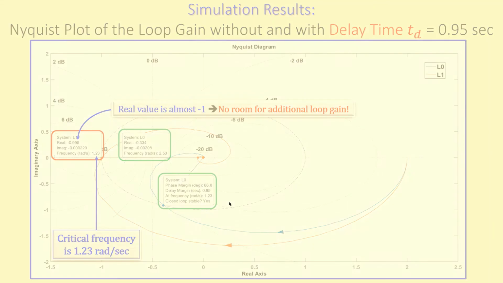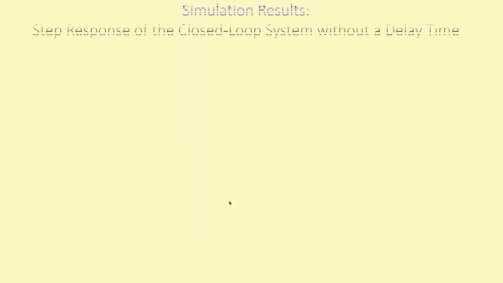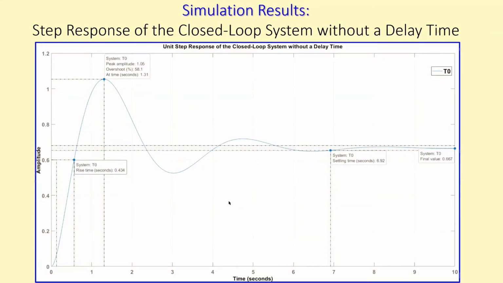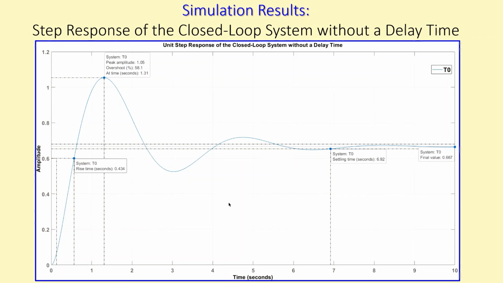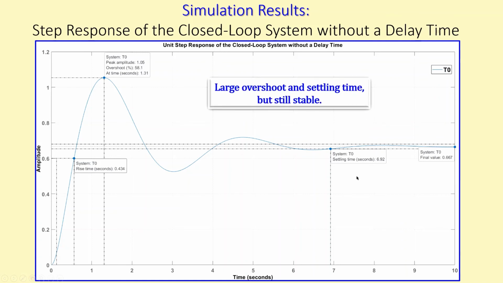Okay, so if I now look at the step response of the closed-loop system without the time delay, what you see is that it is a stable system. We have a huge overshoot, and the settling time is also quite large, approximately 7 seconds, but it is stable, so no problem in terms of stability.